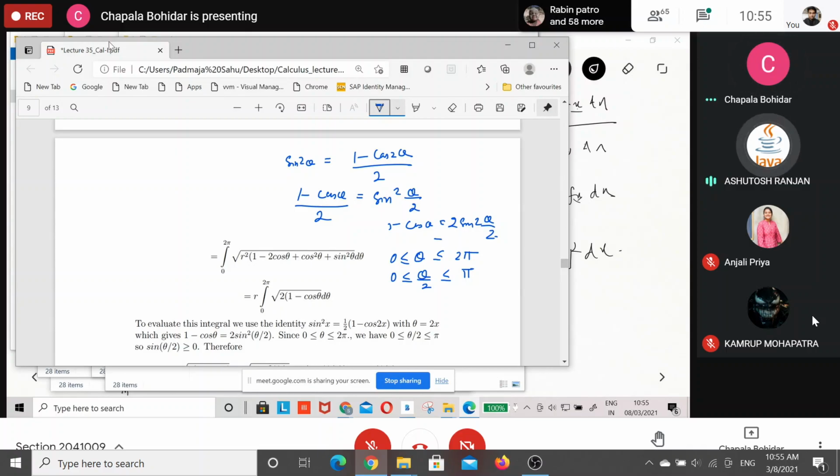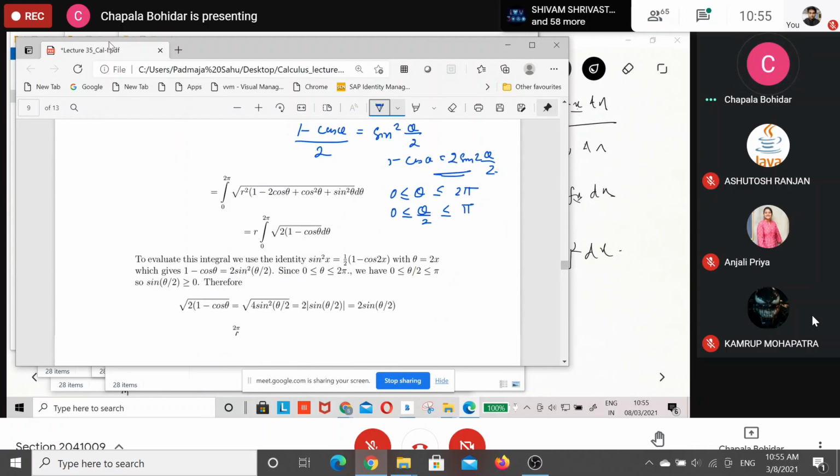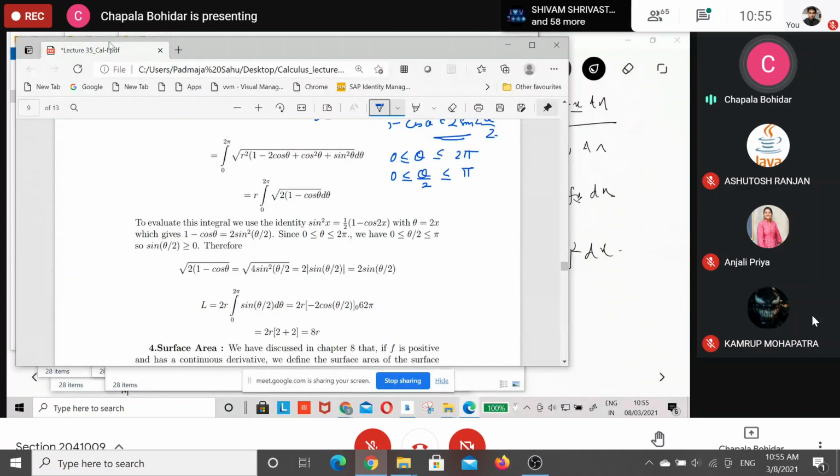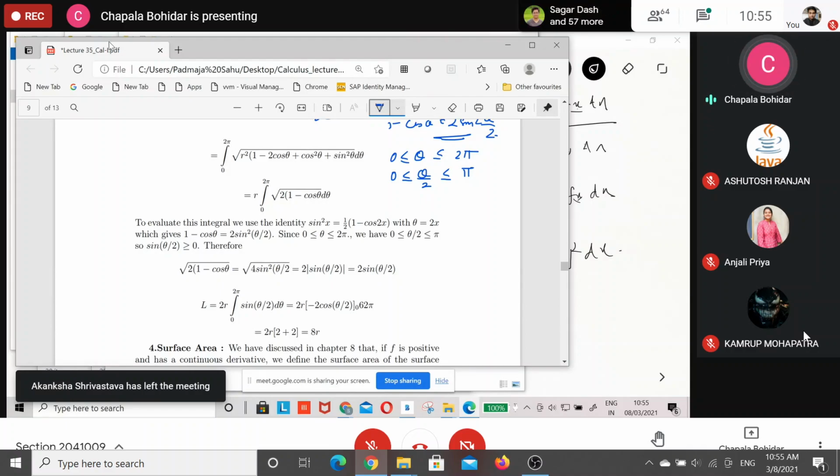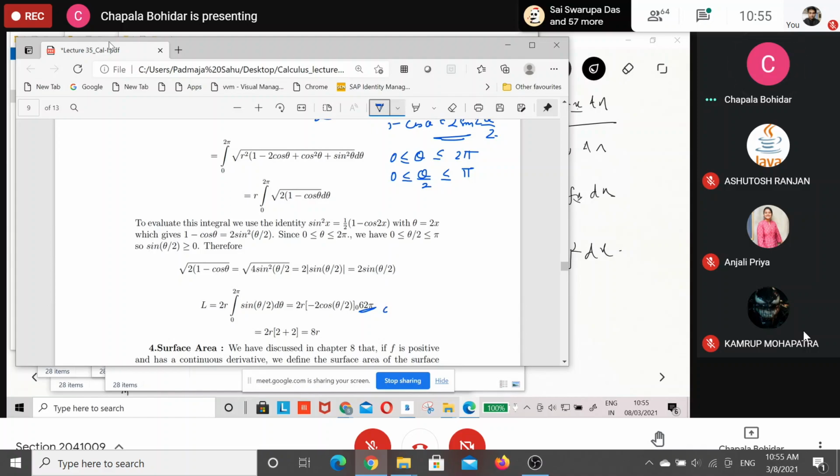For this integral value, by substituting that value here, consider our value. It is the root of 4 sin square theta by 2, integrated from 0 to 2 pi. So you get, then substitute here, it is 2, minus, 2 cos theta by 2 times 1 by 2, so the 2 goes up, cos theta by 2, from 0 to 2 pi. Then we get the value.